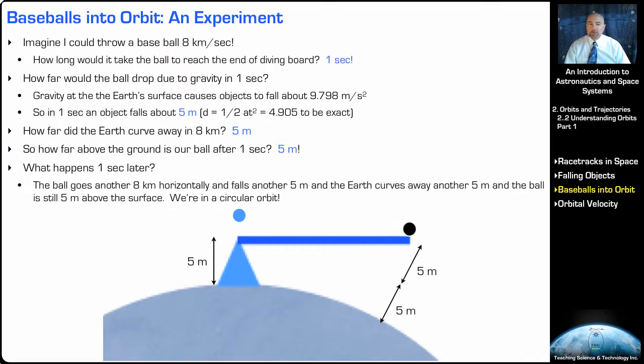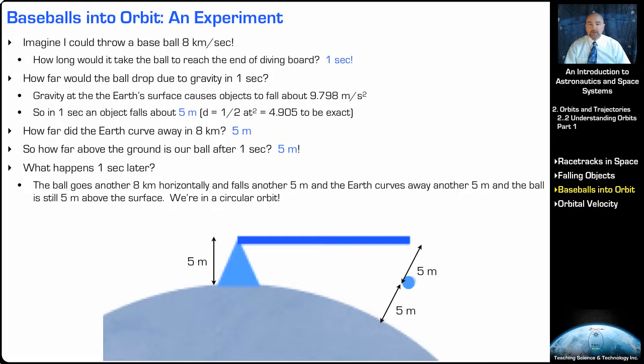So the ball started 5 meters above the surface. We threw it horizontally at 8 kilometers per second. 1 second later, it reached the edge of the diving board. But in that second, it has fallen 5 meters, while the Earth has curved away 5 meters. So the ball is still 5 meters above the surface of the Earth.